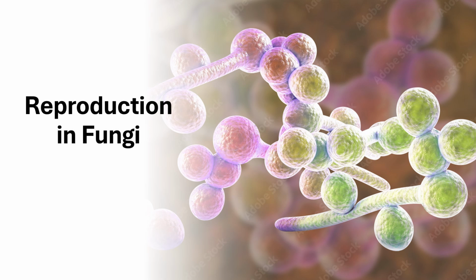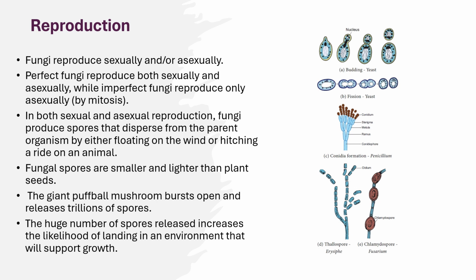In this video, we will discuss asexual and sexual reproduction in fungi. Fungi reproduce both sexually and asexually. Perfect fungi reproduce both sexually and asexually, while imperfect fungi reproduce only asexually by mitosis. In both sexual as well as asexual reproduction, fungi produce spores that disperse from the parent fungi either by floating on the wind or hitching a ride on an animal.